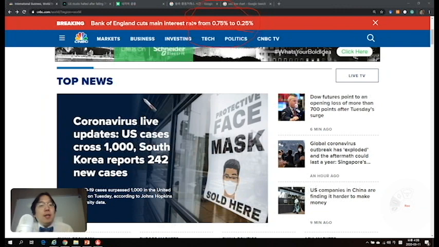And then top news, it says coronavirus live updates. US cases cross 1,000. South Korea reports 242 new cases. So things are reported like this, okay?